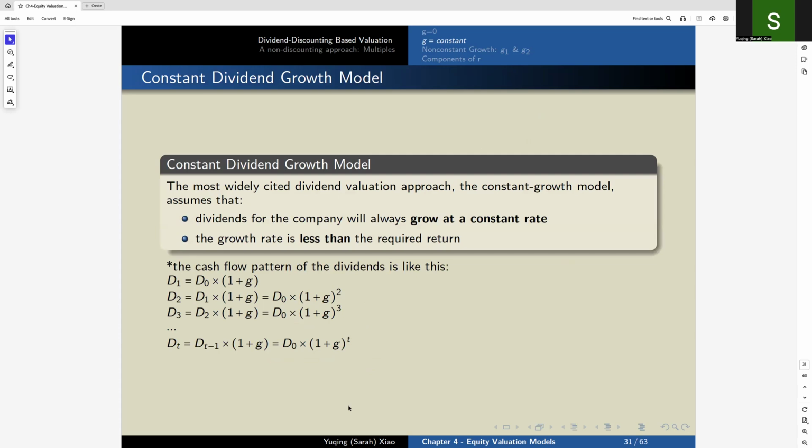Now let's dig deeper into the constant dividend growth model. The assumption here is that dividends increase at a fixed percentage every single year. For example, if the company just paid $3 and the growth rate is 6%, then next year's dividend will be 3 multiplied by 1.06, or $3.18. The year after, we take this 3.18 times 1.06 again, and so on.